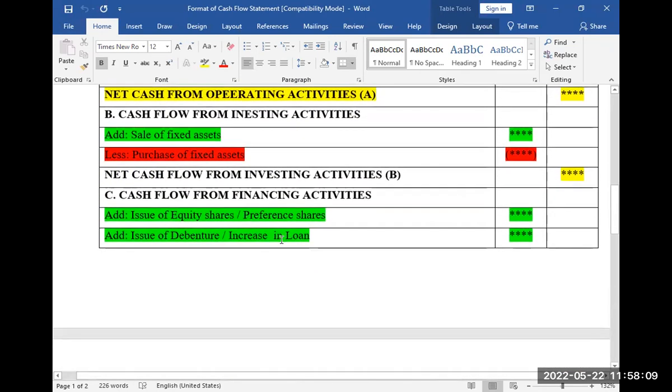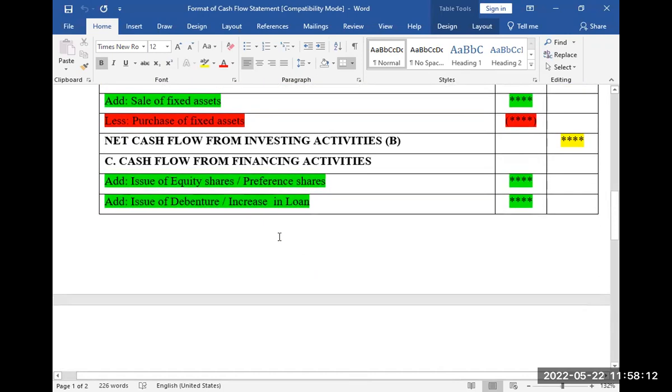Next, cash flow from investing activities. It is very simple. You are referring from the balance sheet. If there is an increase in non-current asset, that's an example of outflow of investing activity. If there is a decrease in liability, that's an example of outflow of financing activity. Non-current liability I'm talking about.